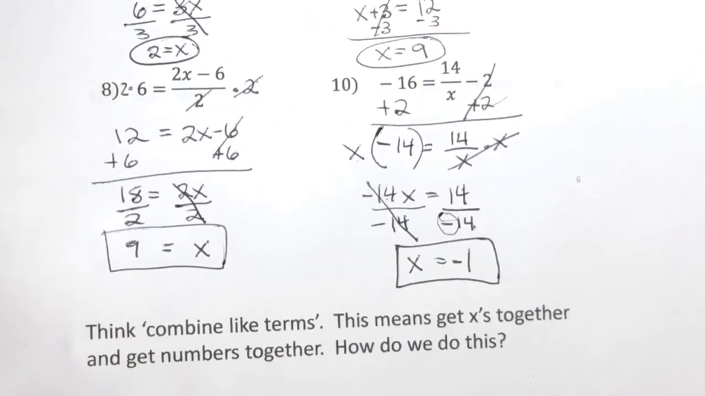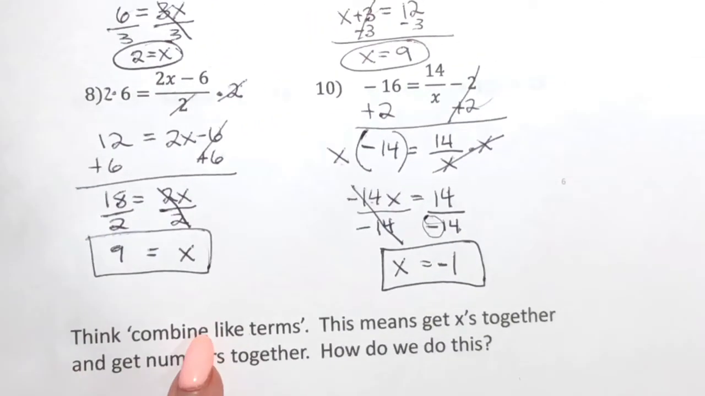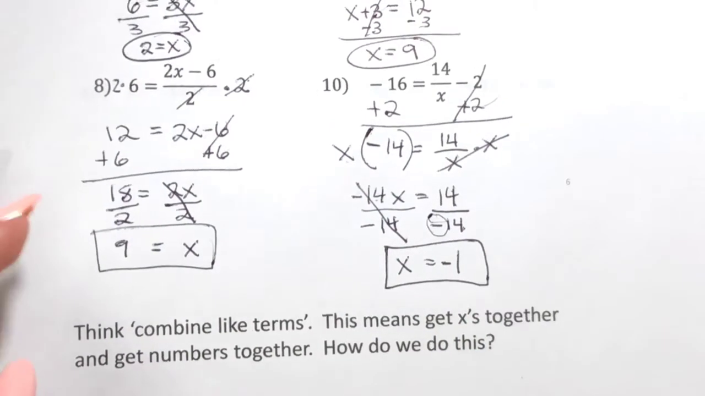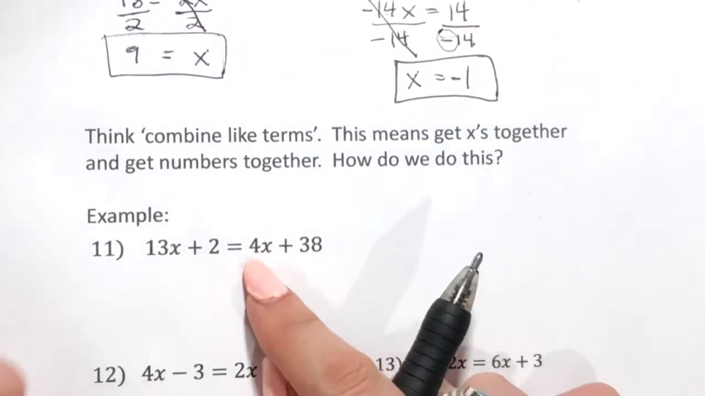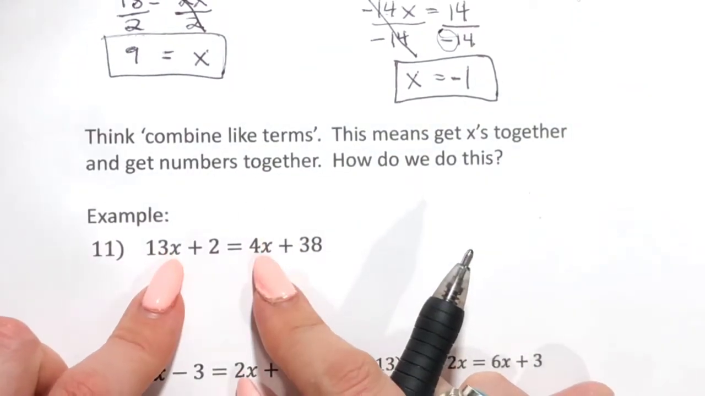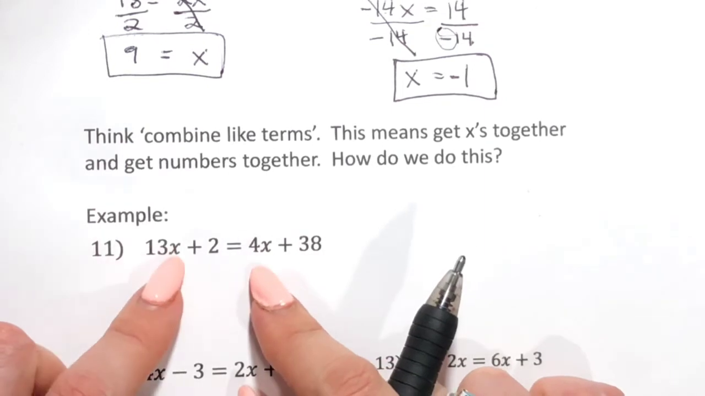So when you are thinking combining like terms, this means you need to get your x's together and your numbers together. So let's practice doing that a little bit because it shows up a lot in equations. On this one, you have x's on both sides. So when you're trying to solve for x, which one do you solve for when there's 2 of them?